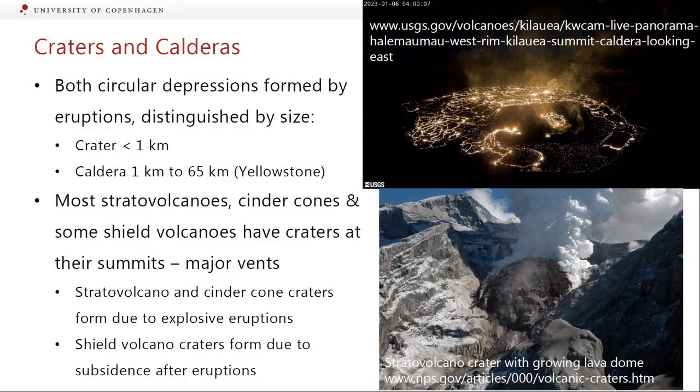Most of these different types of volcanoes, stratovolcanoes, cinder cones, shield volcanoes, have craters at their summit. And these are major vents through which the eruptions are happening. In stratovolcanoes and cinder cones, the crater shape is basically driven by explosive eruptions, so you get this kind of cone-shaped thing. Shield volcano craters tend to form because of subsidence after an eruption.